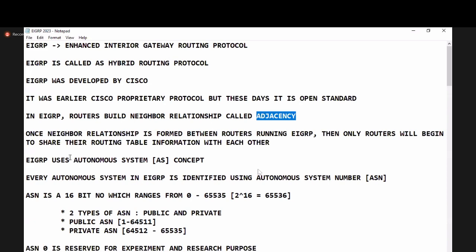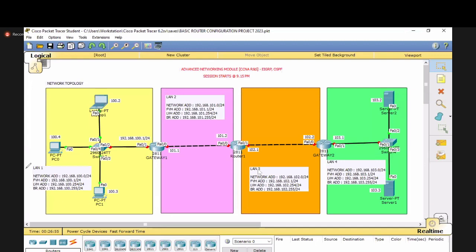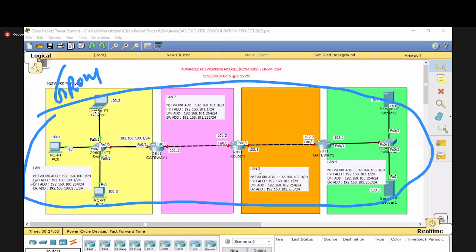Now EIGRP uses something called the autonomous system concept. Now, what is an autonomous system? It's a group of IP networks. For example, say we have 4 LANs, LAN 1, 2, 3, 4. And all these 4 LANs are coming in one group. This group is called an autonomous system. In short, we call it AS.